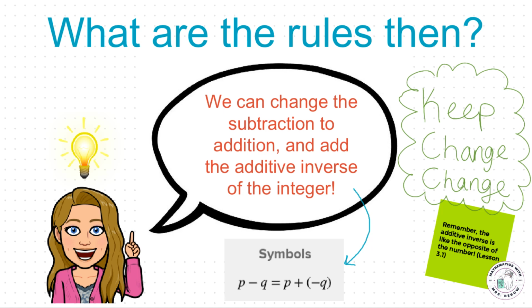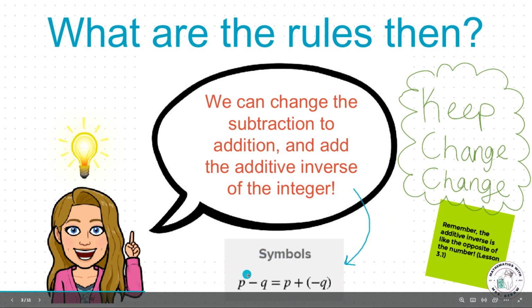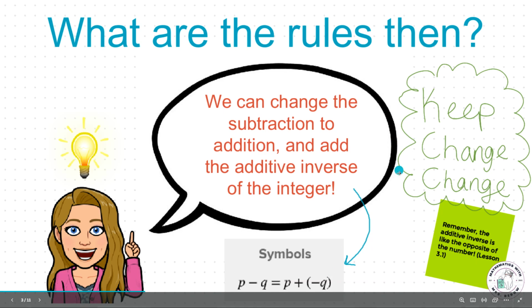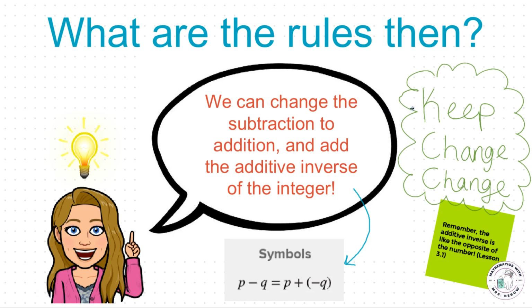I do have down below here what that looks like with symbols. If we have P minus Q, that is the same thing as doing P plus its additive inverse. Really, the easiest way to remember this is by saying the phrase keep, change, change. We keep the first value the same, we change subtraction into addition, and then we change the second number into its opposite. The additive inverse, like we talked about back in lesson 3.1, is essentially just the opposite of the number. So keep, change, change. We're going to practice that throughout all of these examples in this video, the next video, and even the last video where we take a look at story problems.